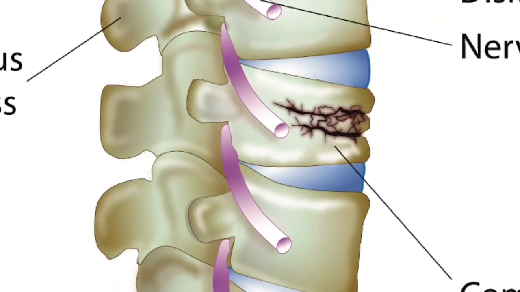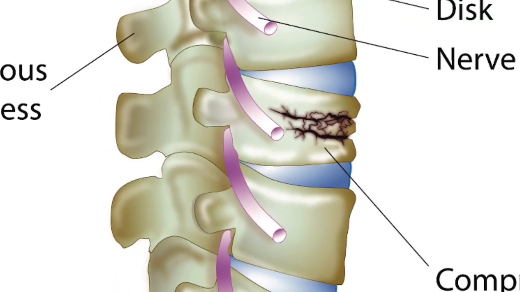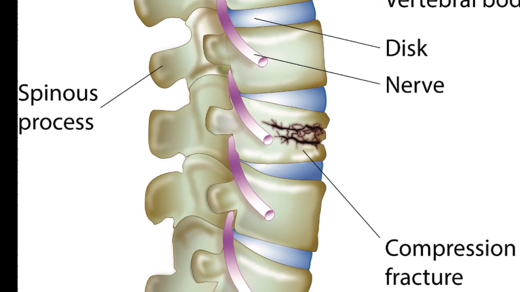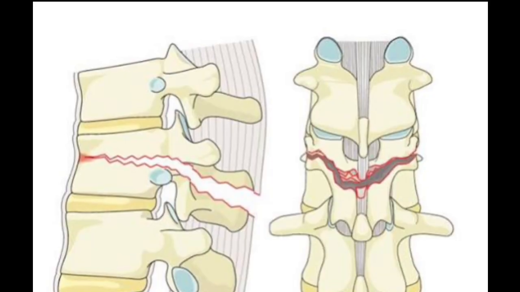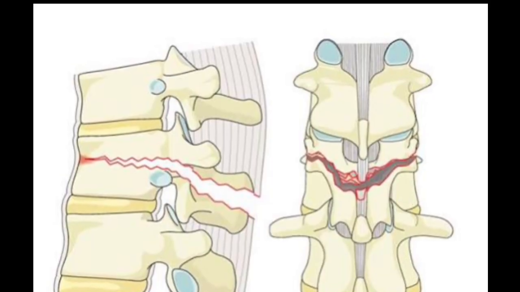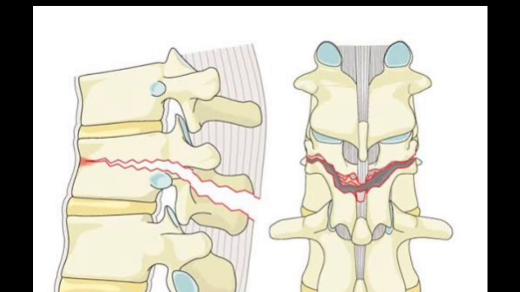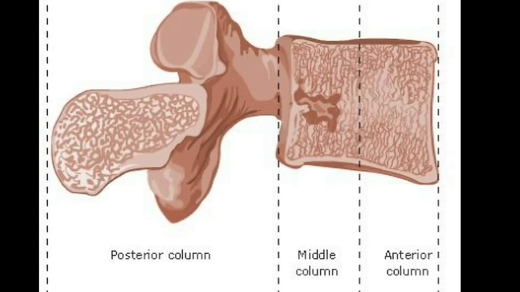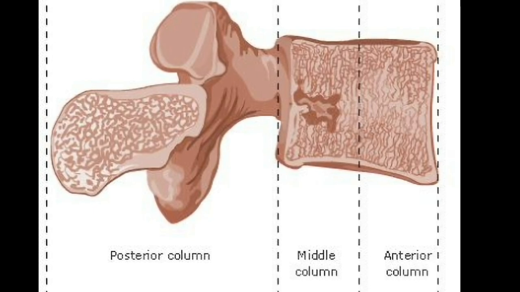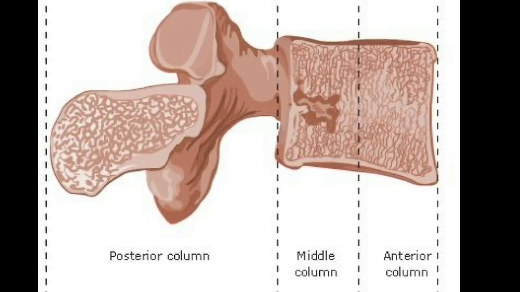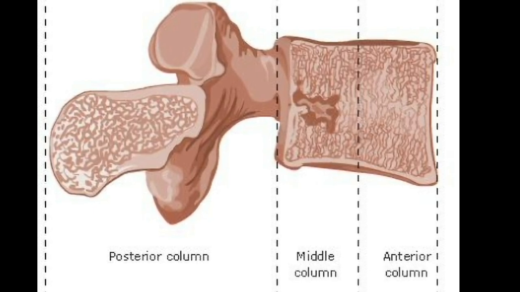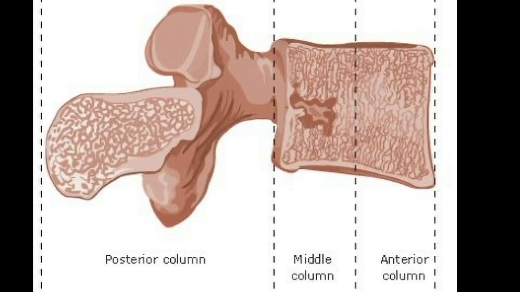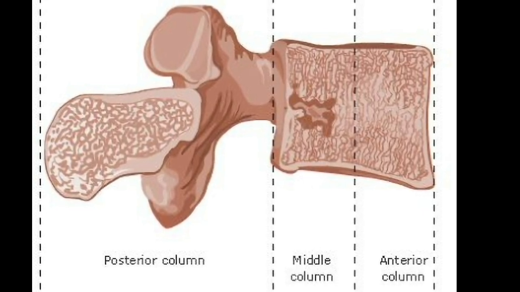Now, knowing that if only one column is involved, it is considered a stable fracture, and if two or more columns are involved, it is considered an unstable fracture. However, if the middle column alone is injured, it is also considered an unstable fracture, even though there is only one column involved, and that is because the middle column is the key load bearing of the spine.